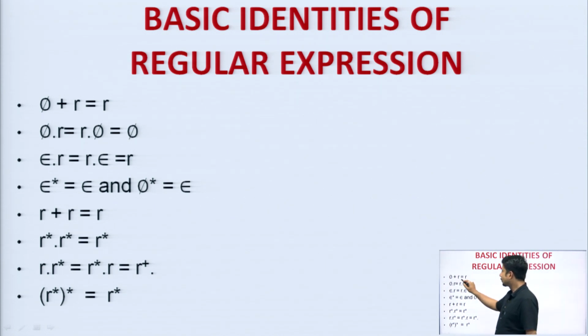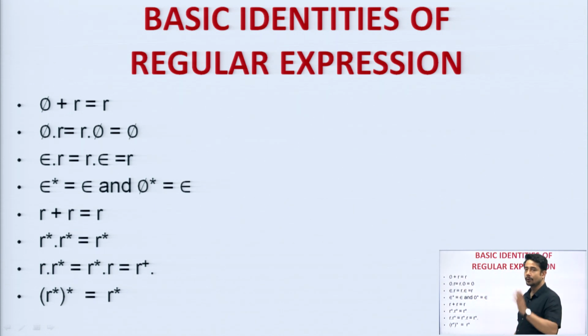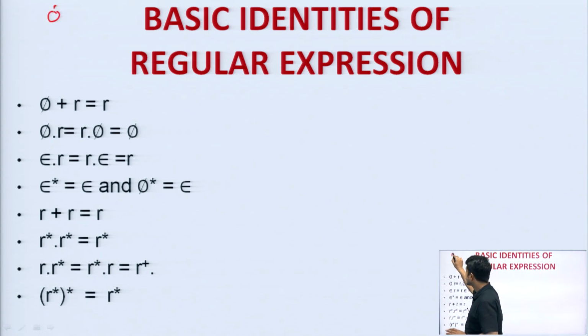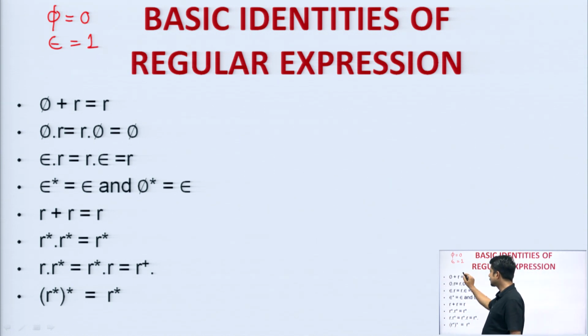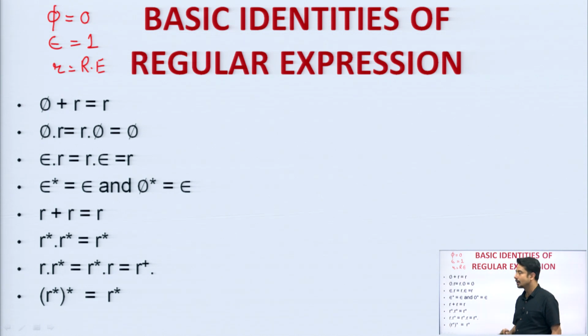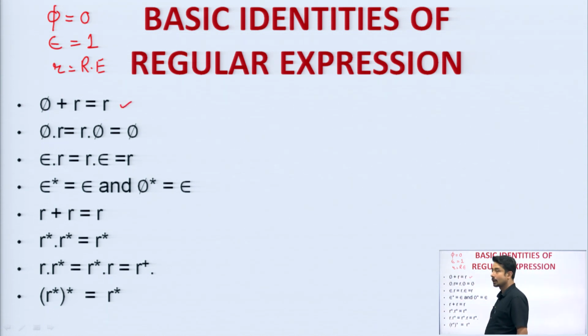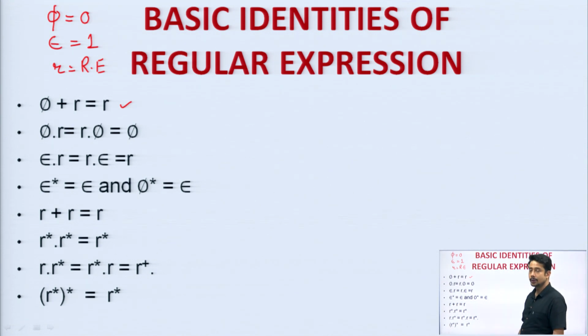First one is phi + r = r. You should remember that phi is nothing but 0 and epsilon is nothing but 1. Think of it like this: phi as 0 and epsilon as 1. Here r is a simple regular expression. Now, r + 0 means what? It will always give r. Regular expression plus 0 will always give r.